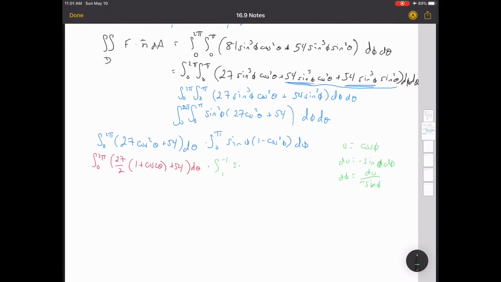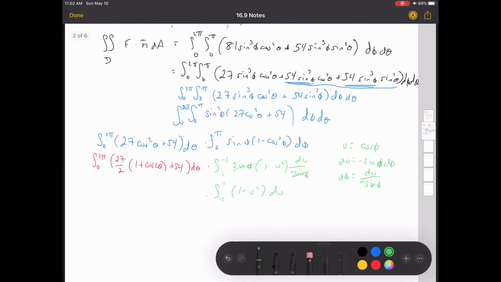We're going to have sine phi times 1 minus u squared, and the new d phi is du over negative sine phi. Alright, and I'm going to continue on with this piece right here. The sine phi's are going to go away. The negative I can pull out to the front, but that'll flip the bounds. So now we're going to have from negative 1 to 1, so it looks right, of 1 minus u squared du. That one will be pretty easy for us to go ahead and evaluate.